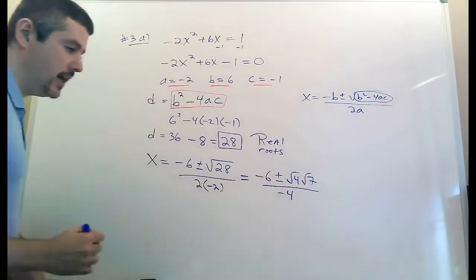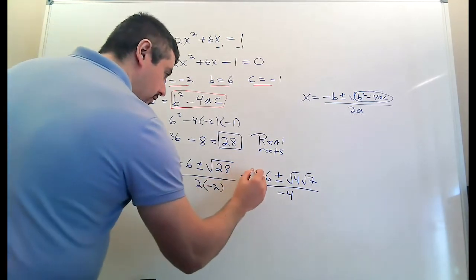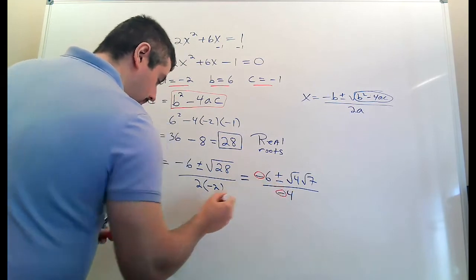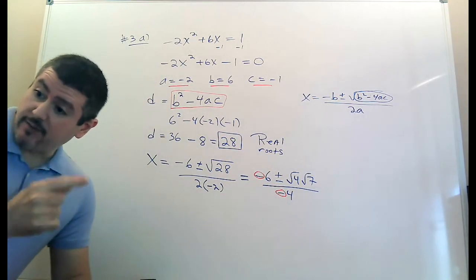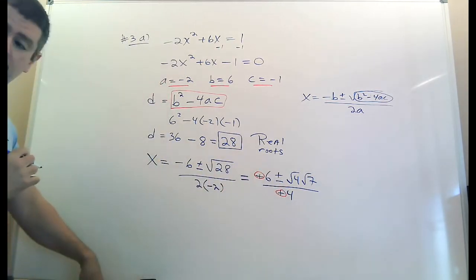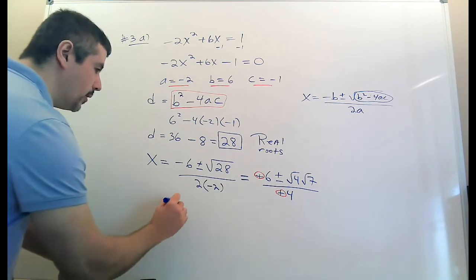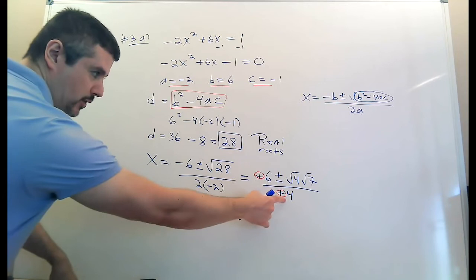Negative 4. Now, I told you the big magic secret. Whenever you see these two negatives, make them plus. A negative divided by a negative is a positive. So you cheat. You make them plus. So now you have a positive 6, right? It's not negative anymore. I switched it with the bottom one.